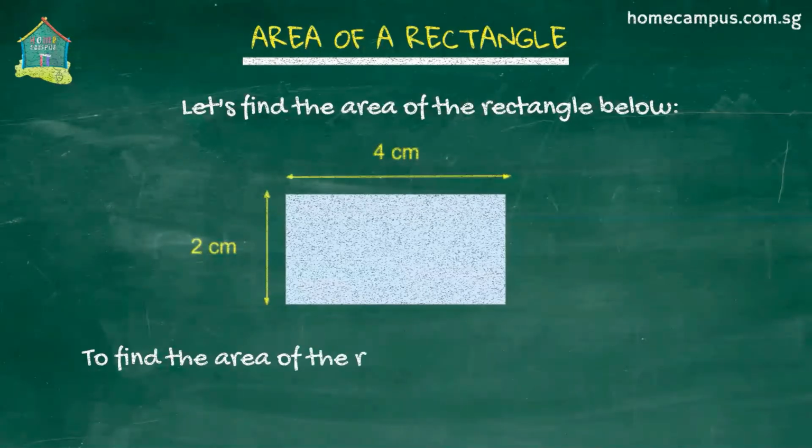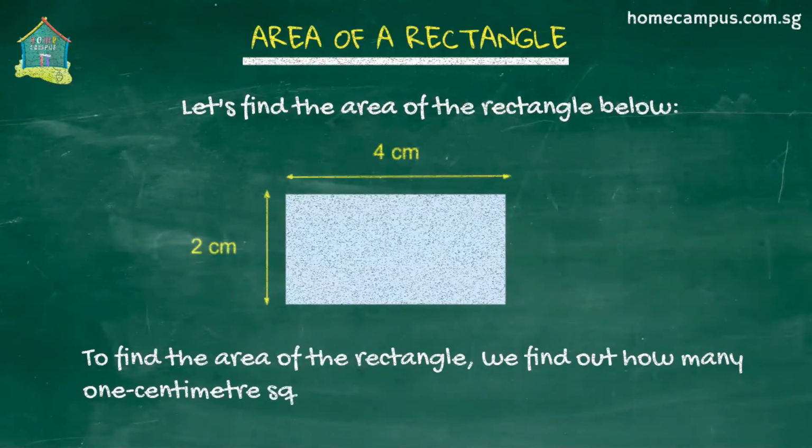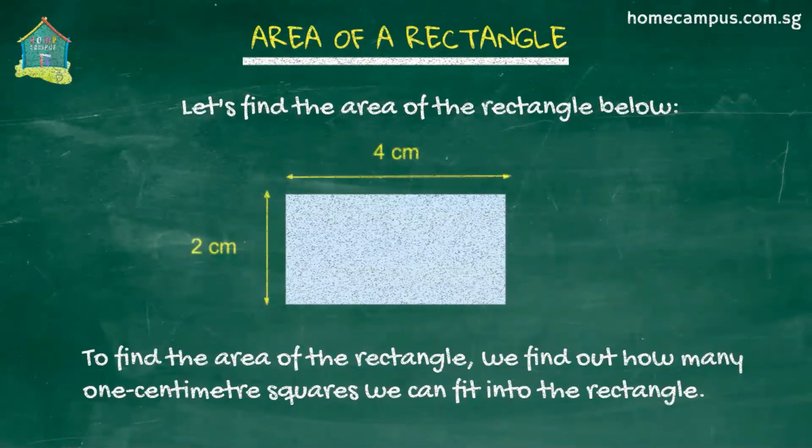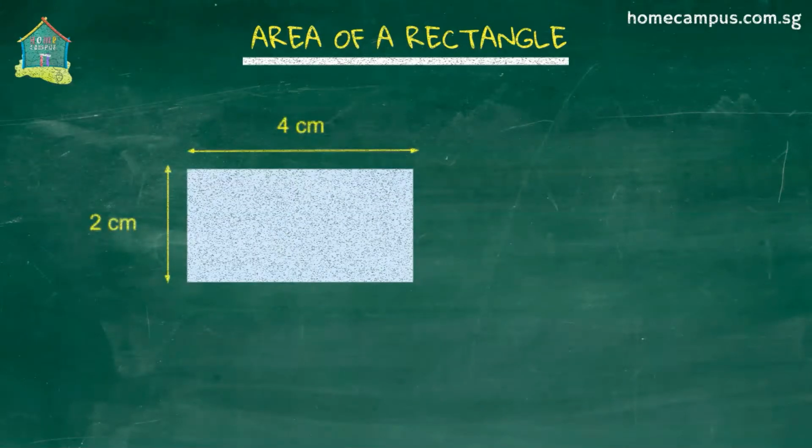When we say what the area of this rectangle is, what we are actually saying is how many 1 centimeter squares can fit into this rectangle. A 1 centimeter square is a square whose sides are 1 centimeter long. This is a 1 centimeter square.